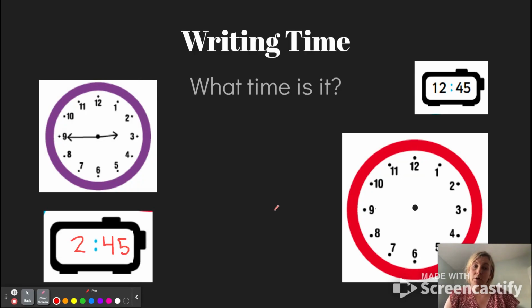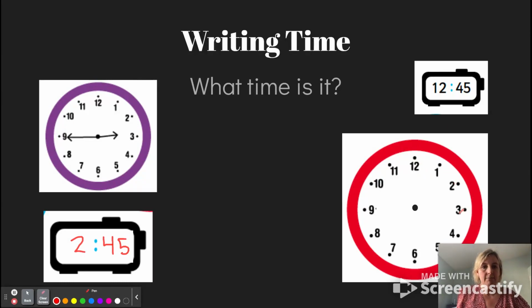Okay, we can also identify what time it is by looking at the digital clock here and drawing the hands on our analog clock. So here it says 12:45. Now, we need to be careful not to draw the hour hand pointed directly at 12, and I'll tell you why. The only time the hour hand is directly at 12 is when it's exactly 12 o'clock, where the hour hand and the minute hand line up perfectly on the 12. Here, however, it's 12:45.